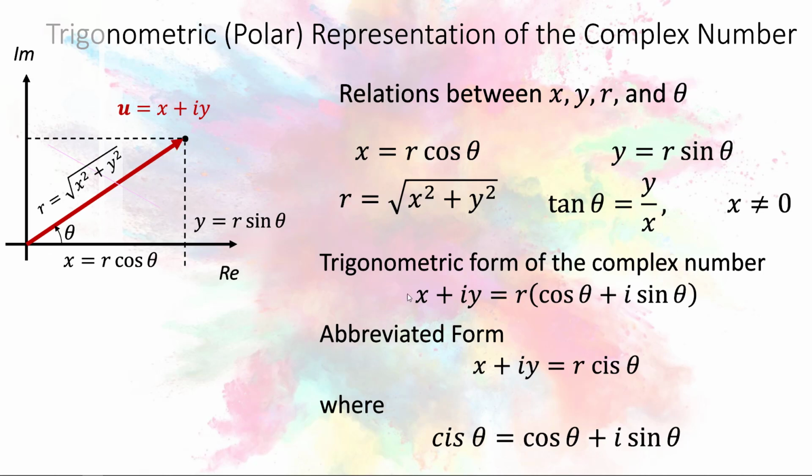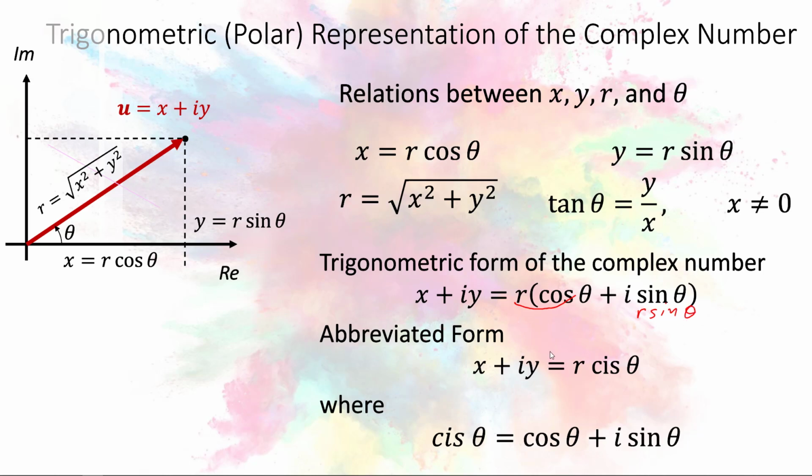So with that in mind, if this is a vector representing the complex number x plus iy, the trig form is going to be r times (cosine theta plus i sine theta), where the x component, the horizontal component, is r cosine theta, and the vertical component is r sine theta. Obviously what we're doing is factoring out the r.